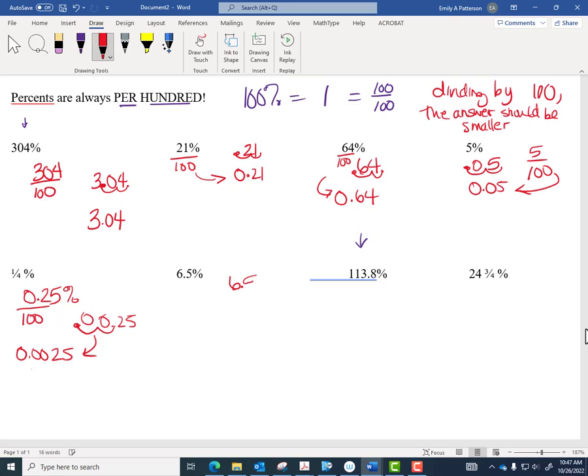6.5%, so I take my number and I divide by 100, and again, move to make it even smaller by 2 decimal places. It's always per 100. It's always 2 decimal places. So I have 0.065. Or taking that percent per 100, dividing on the calculator, you'll end up at the same space.